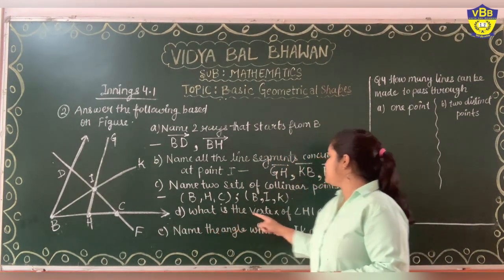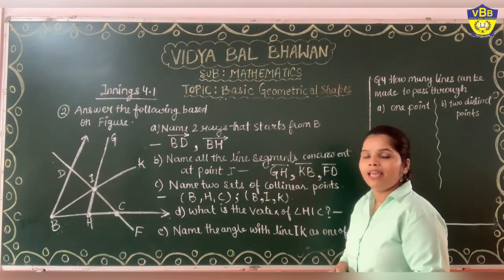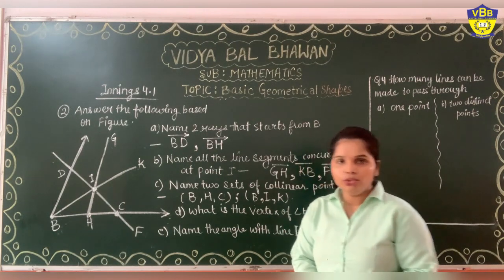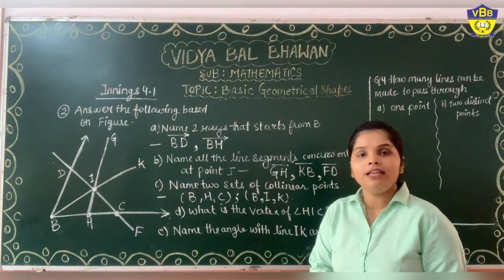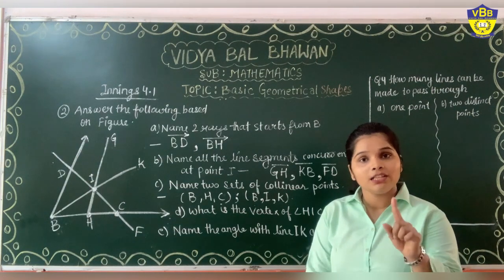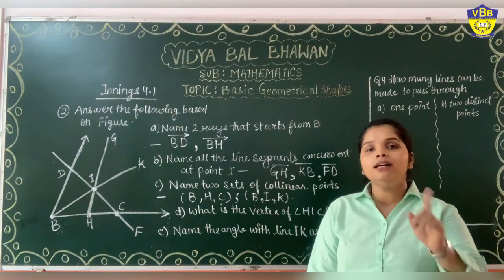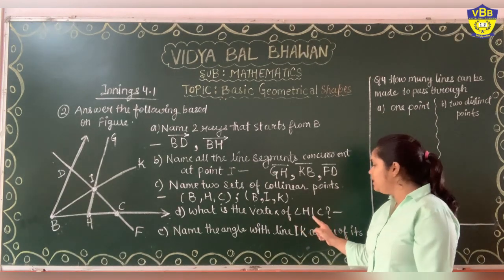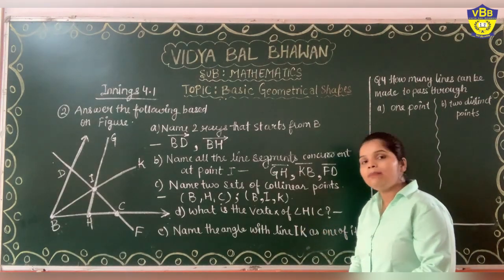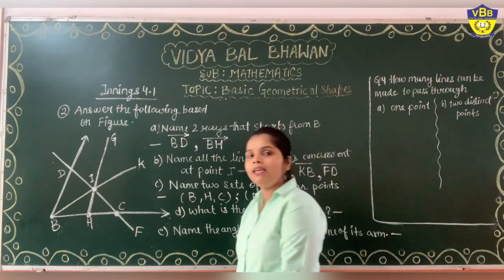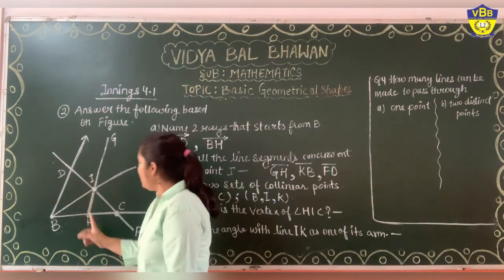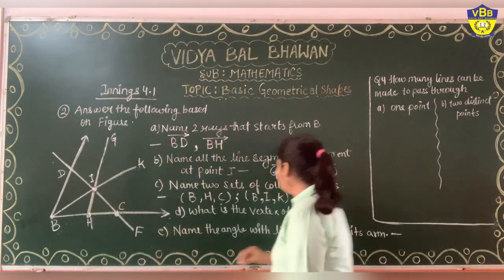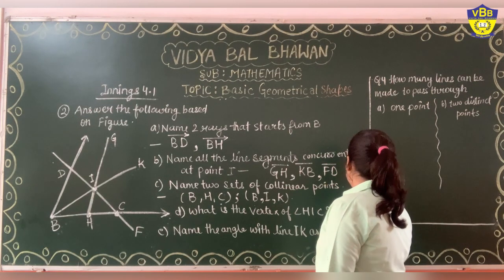Next one, what is the vertex of angle HIC? As I already told you, while we write the name of the angle, the vertex should always be in the middle. If this name is written and in the middle there is I, so what will be the vertex? It will be I. You can also see HIC. What is the vertex? I is the vertex. I is the answer.